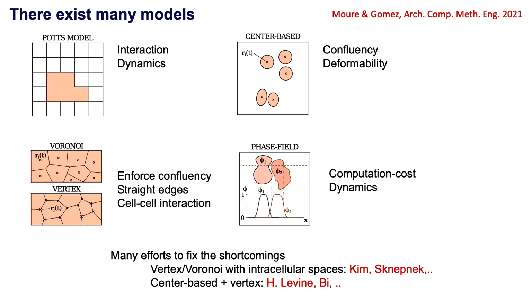Or you can have a center-based model, in which each cell is kind of a Lennard-Jones particle. So you are totally missing the deformability of the particle. So is it important or not? How do you cope with it?